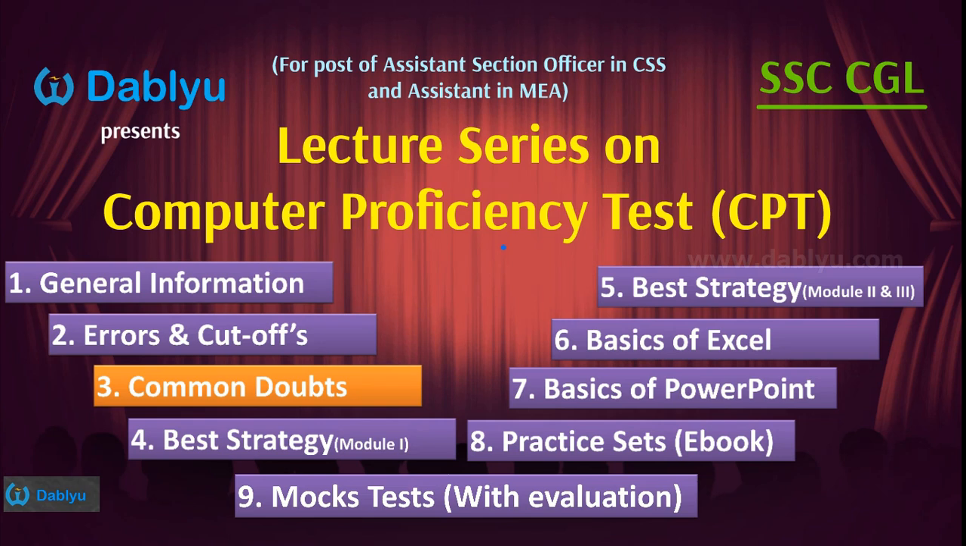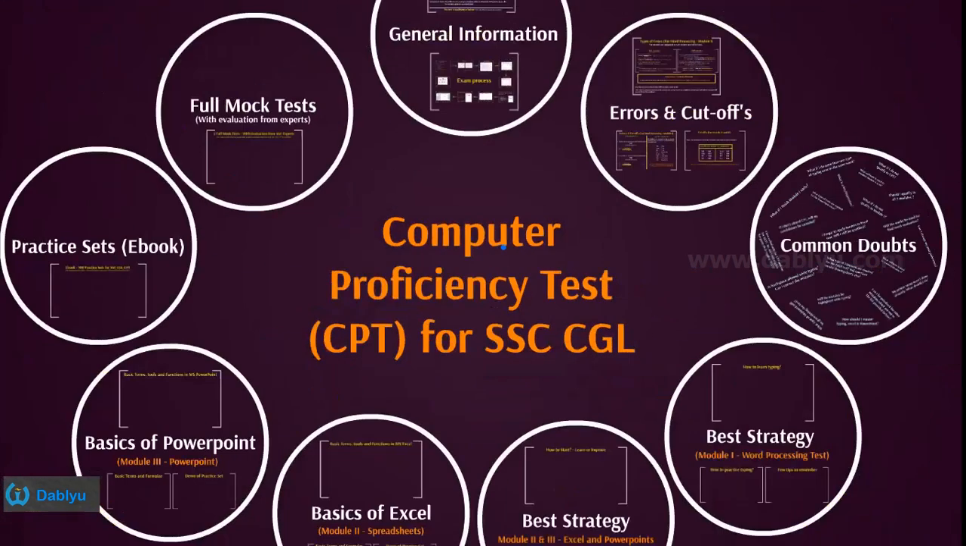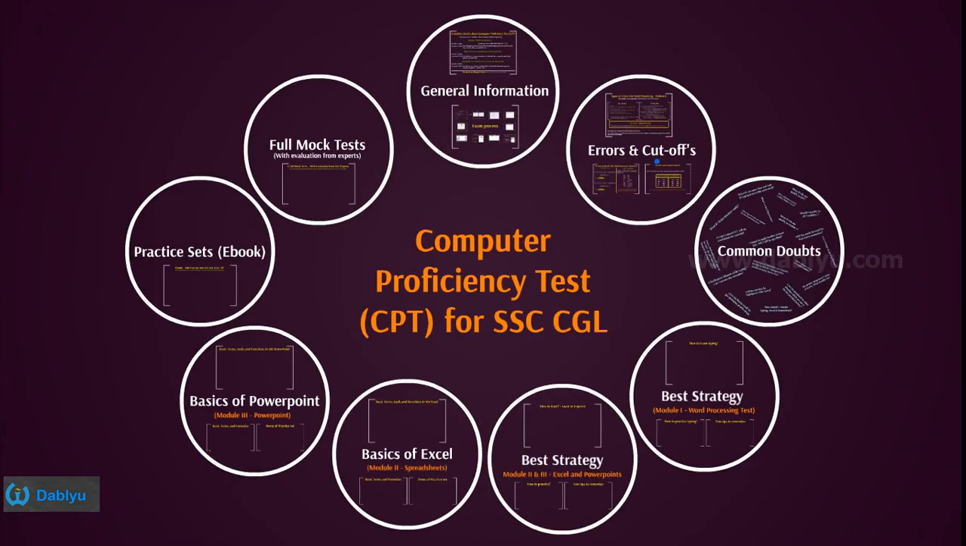Now we are in the third lecture where we'll be talking about the most common doubts. So in the last lecture we have talked about errors and cutoffs, that is we have looked at the two types of errors, that is full mistakes and half mistakes. We have seen how to compute total error and percentage error, and we have looked at the cutoffs for module 1, module 2 and module 3, and we have looked at how qualifying in module 1 is very important even for test related posts. Fine.